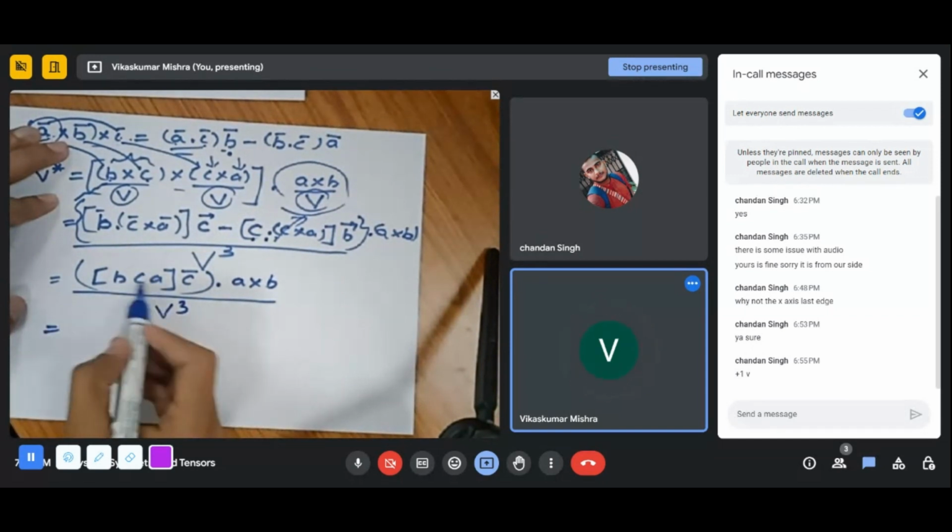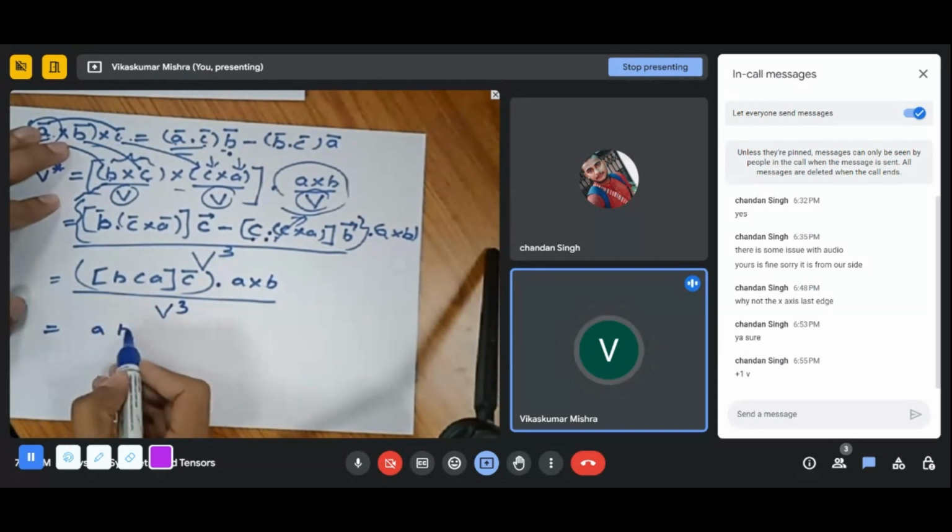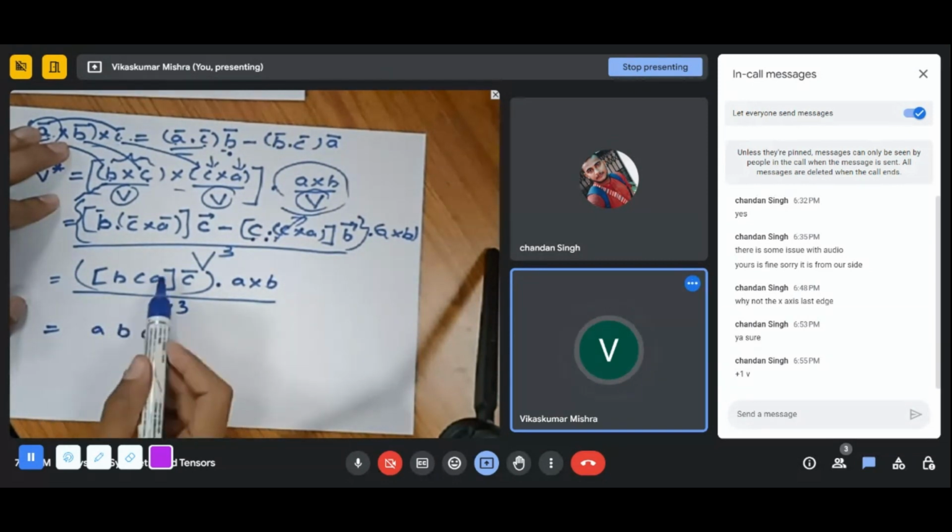The box product has the property that we can change the variables in a sequential manner. So I can bring A first, then B, and then C. Right? I can just move them.